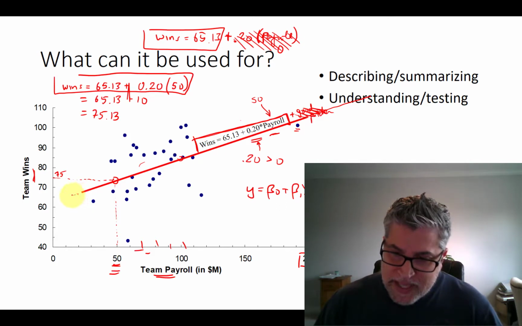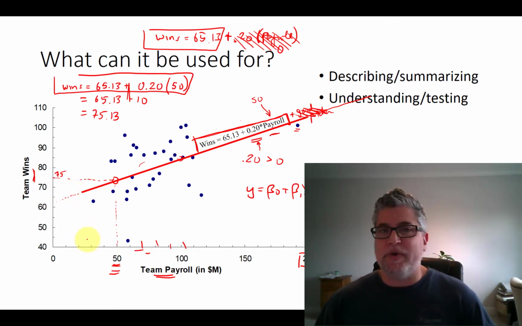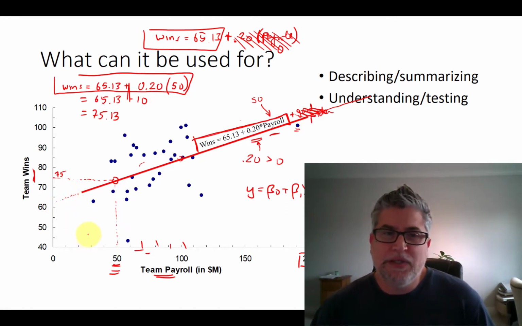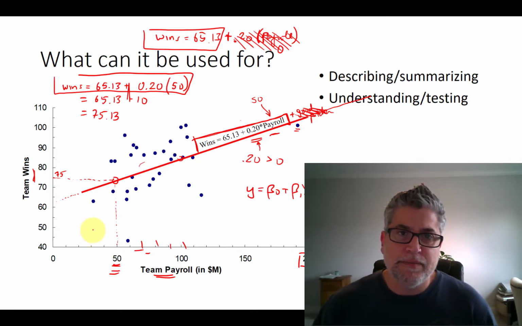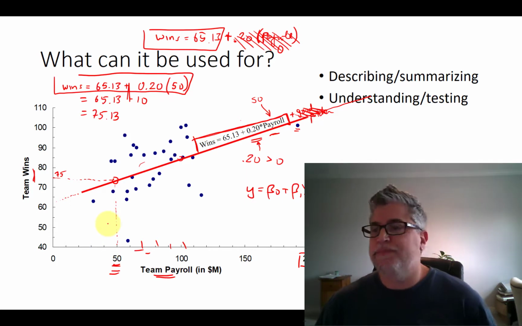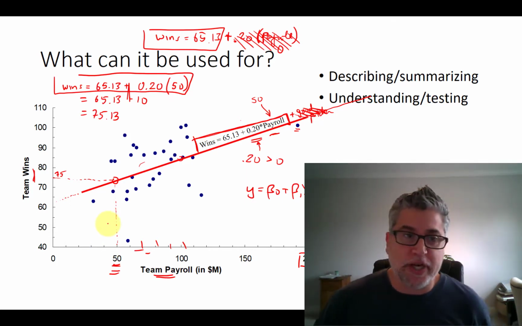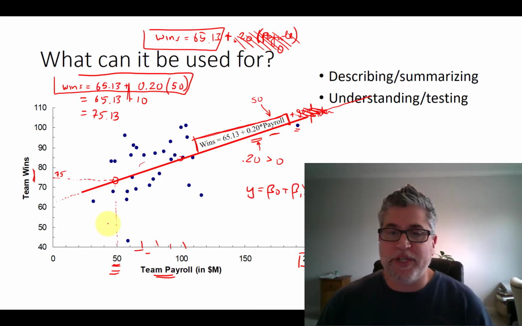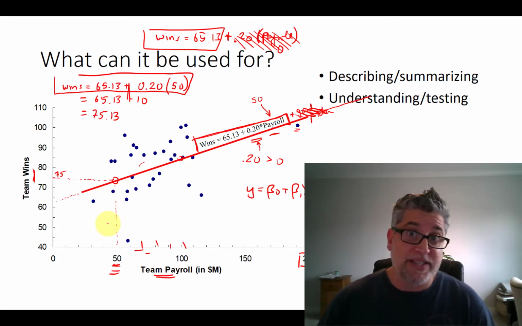I wouldn't extend this line where there is no data. You just get some nonsense. Okay, so that's a little bit of a cautionary tale, but it can be used for prediction. You just have to do it where there is data.